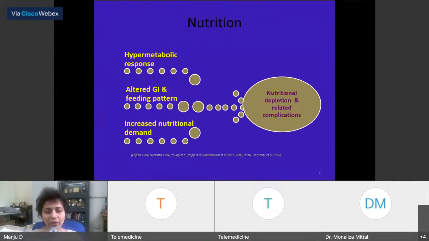So when we talk about nutrition in traumatic brain injury, why is it important? Because once the patient undergoes this traumatic brain injury, there is a very severe hypermetabolic response that is taking place due to inflammatory reaction. The response is so high that a lot of protein catabolism starts taking place, which increases the energy requirement of our body.